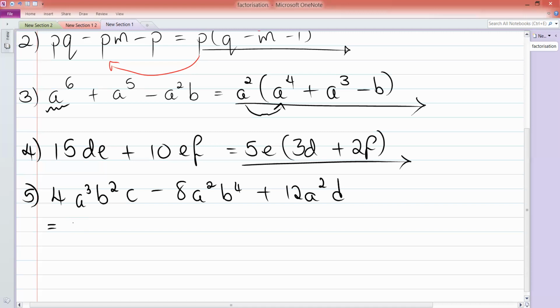4. Okay, 4, right? Then let's think of the variables. We'll go step by step. Which variable is common to all 3 terms? A squared. Yeah, well done. So now I factored out 4a squared. What will I be left with?